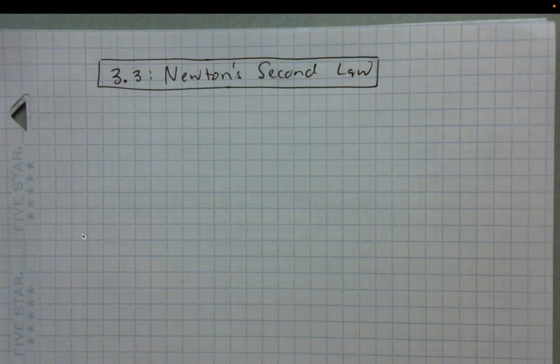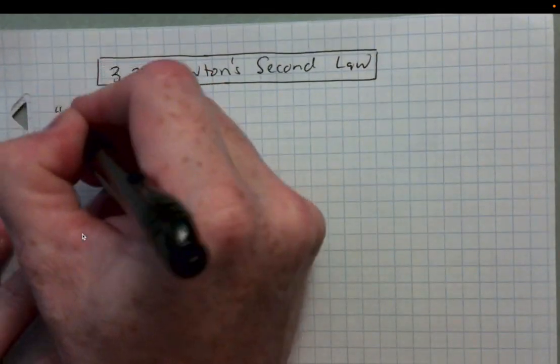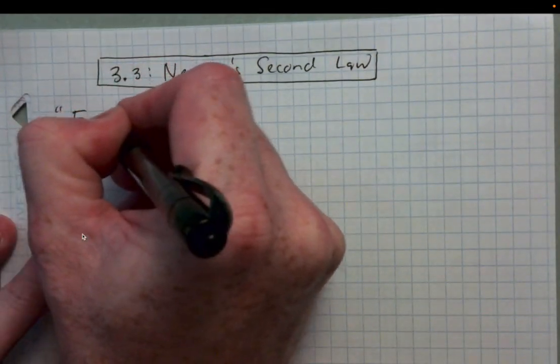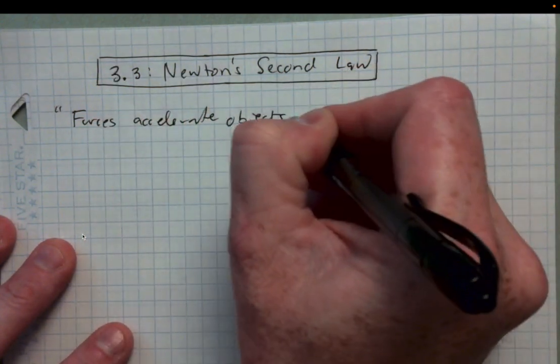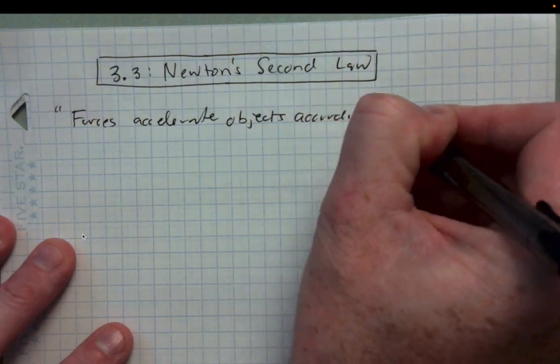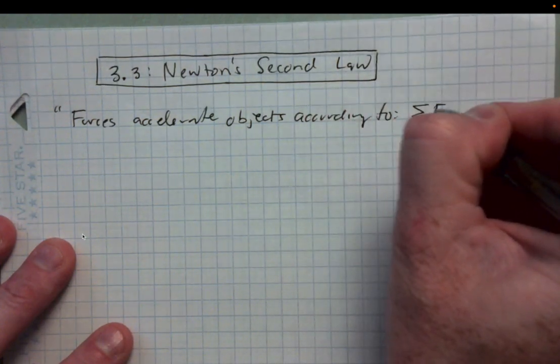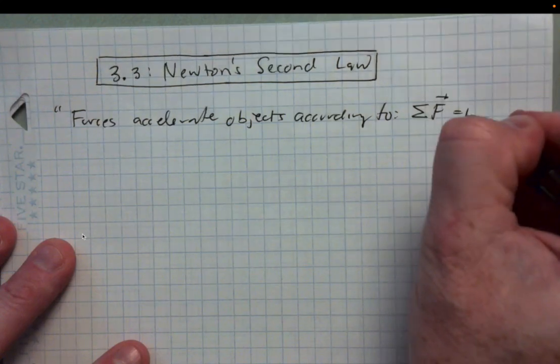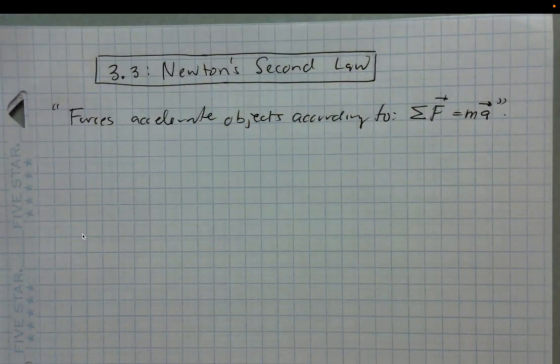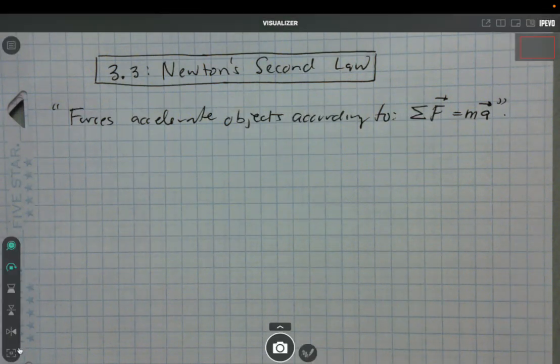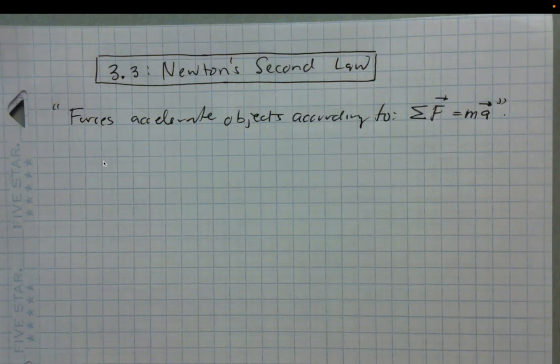Okay, so let's go ahead and restate the law. We mentioned it earlier in a previous lecture, but let's restate it. What do we say here? We say that forces accelerate objects according to, and it's the sum of the forces involved is equal to the mass times the acceleration. So that's our very concise statement of Newton's second law. So it really is a law that relates forces to acceleration.